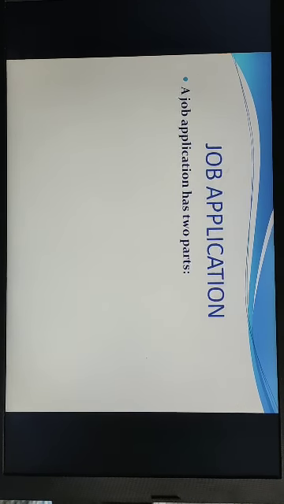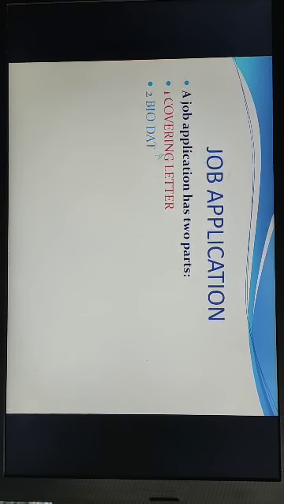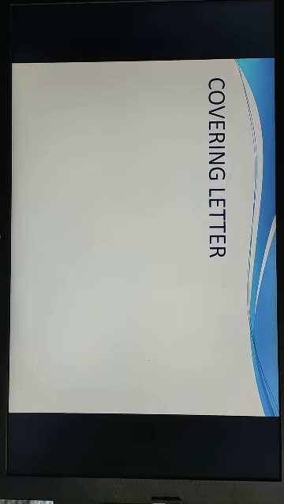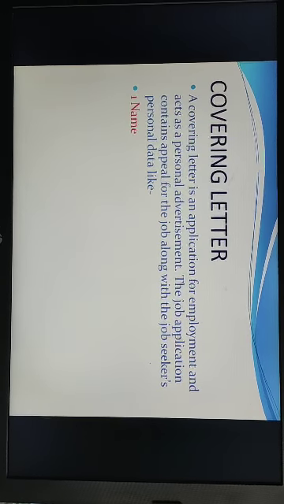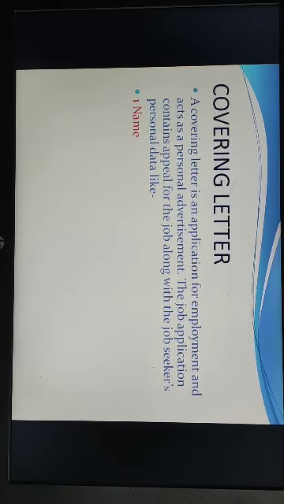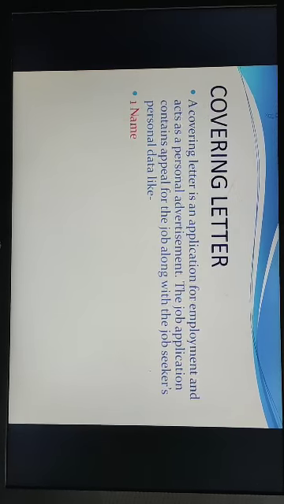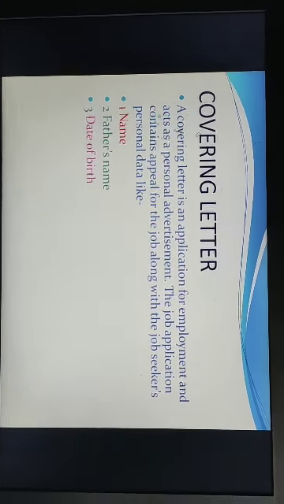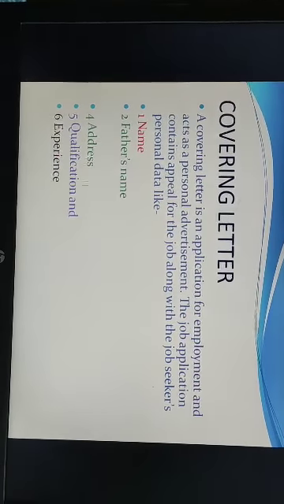A job application has two parts. One is the covering letter and the second part is biodata. Now let us see what actually is a covering letter. A covering letter is an application for employment and acts as a personal advertisement. This job application contains appeal for the job along with the person's personal data. What are the personal data? Name, father's name, date of birth, address, qualification, experience.